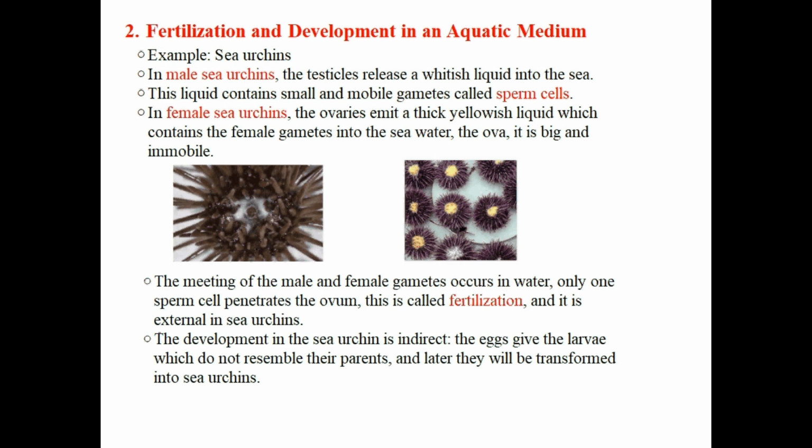The ova, it is big and immobile. The meeting of the male and female gametes occurs in water. Only one sperm cell penetrates the ovum. This process is called fertilization and it is external in sea urchins. The development in the sea urchin is indirect. Why? Because the eggs give the larvae, which do not resemble their parents, and later they will be transformed into sea urchins.